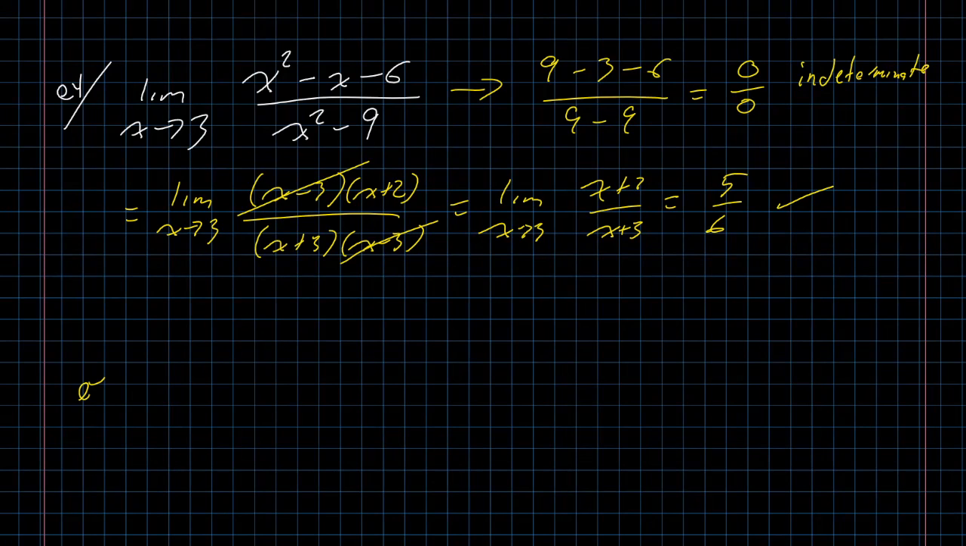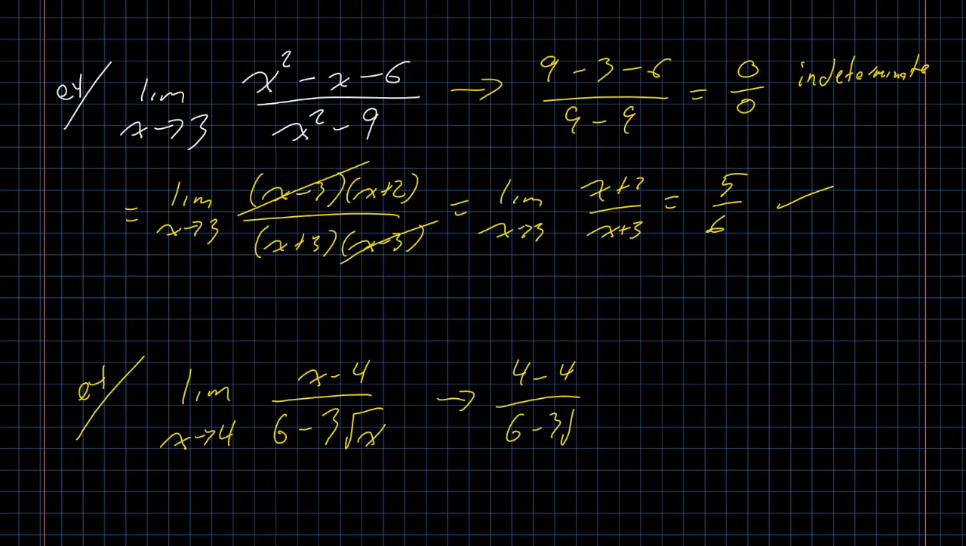So one more example here. Let's take a look at the limit as x approaches 4 of (x - 4)/(6 - 3√x). And if you try evaluating, you get 4 minus 4 over 6 minus 3 times the square root of 4. 4 minus 4 is 0. Square root of 4 is 2. 3 times 2 is 6. 6 minus 6 is 0. So we are looking at an indeterminate form.